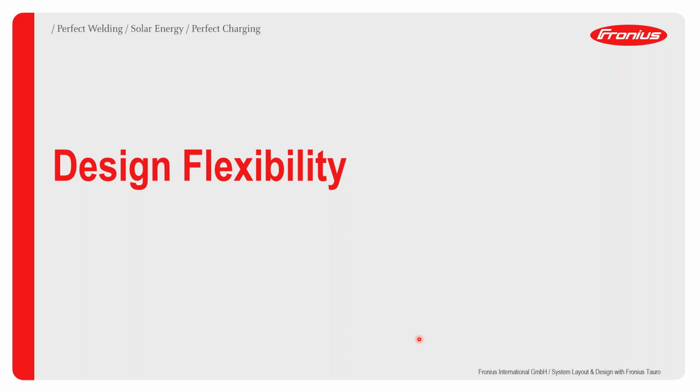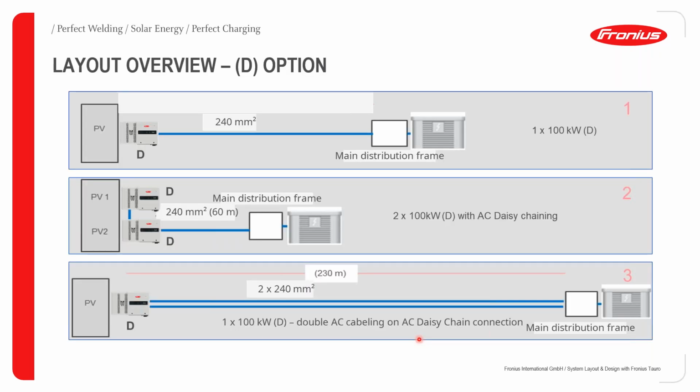Okay, moving on to the next section, which is your design flexibility. So when looking at the layout overview for your DC side, as I said earlier, there is a D or P version. I'm going to focus on the D version for now, and I'm giving you 3 case scenarios. The first case scenario, we've got a PV field, and all those modules are connected to one Tauro inverter. And that Tauro inverter has a 240 millimeter squared cable. Okay, remember, 240 millimeter squared is the maximum cable cross section you can connect on the AC side to a Fronius Tauro. And that cable is connected to your main distribution frame.